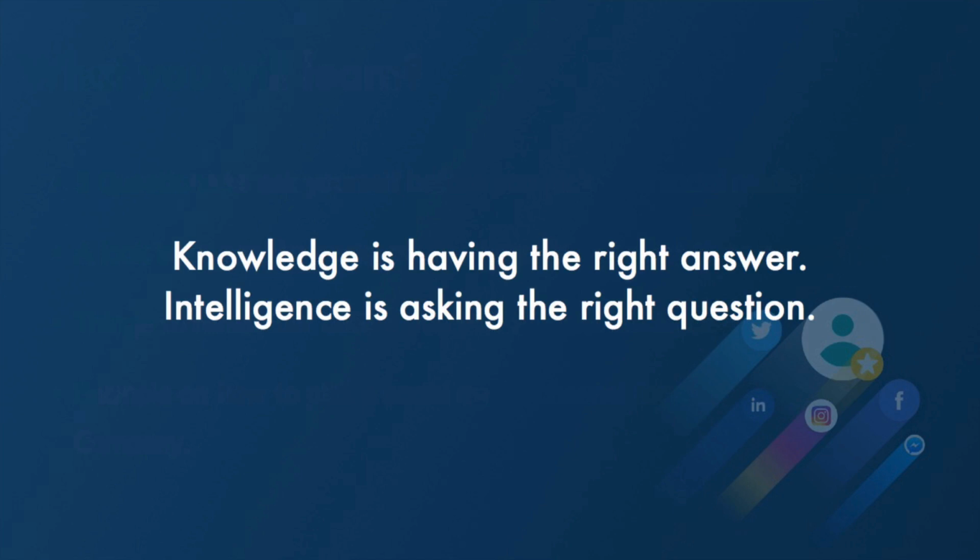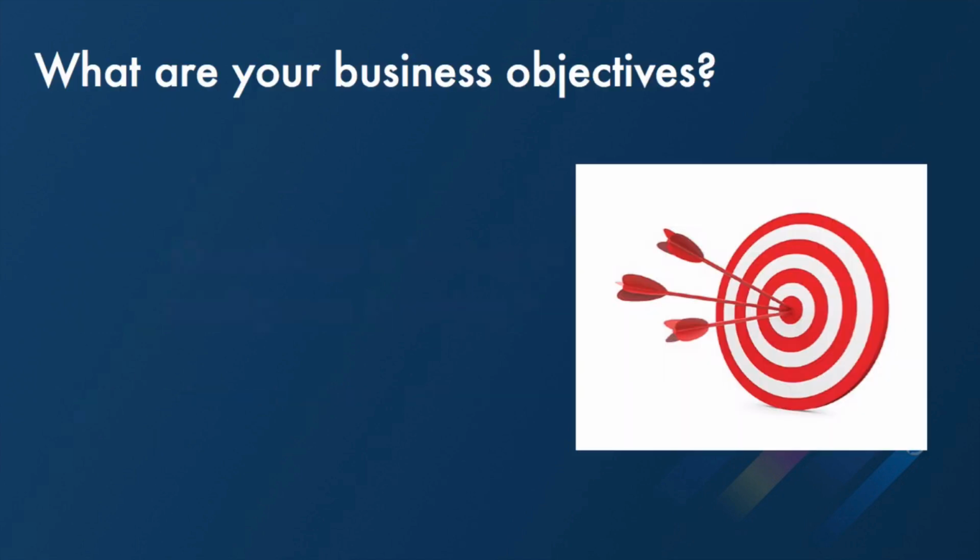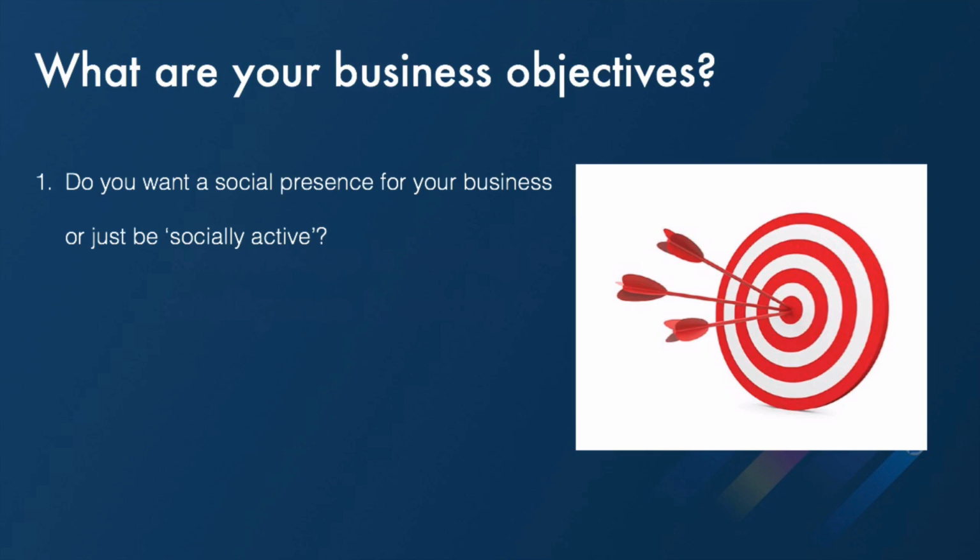The first thing to know is knowledge is having the right answer, intelligence is asking the right question. And we will come to the right social media channel by asking the right questions. And the first question is, what are your business objectives? Do you want a social presence for your business or just be socially active?